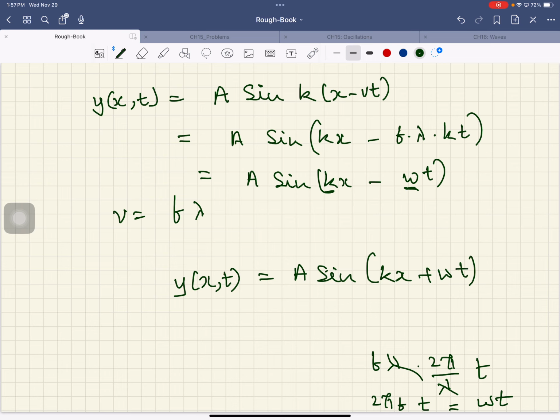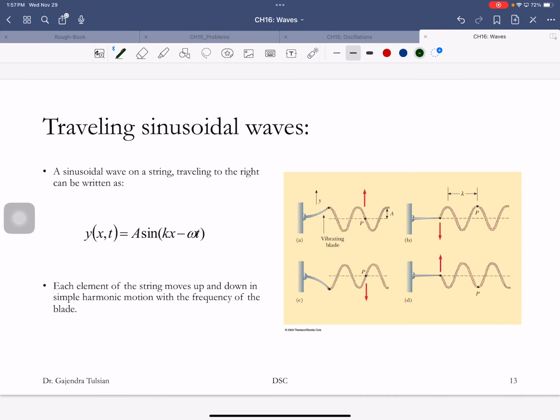Now, why would we talk about this kind of stuff? Because when you pluck a guitar string, you'll have a wave travel to the right. It gets reflected at the fret and then comes back. In a guitar string, and in most musical instruments, you'll have identical waves traveling to the right and left. When you have identical waves traveling in a given medium in opposite directions, they create a standing wave, and we'll come to that in a second.